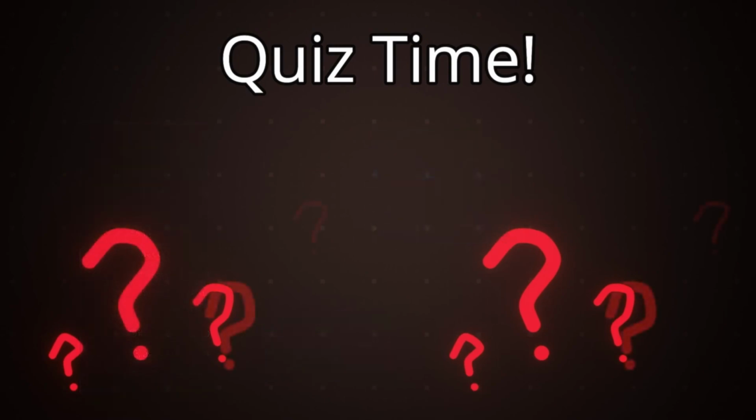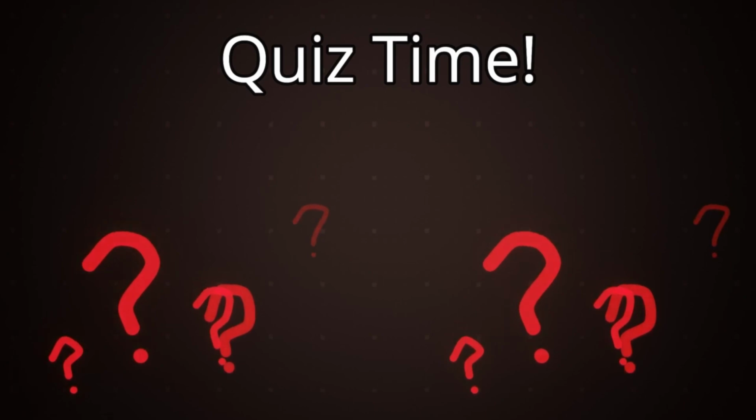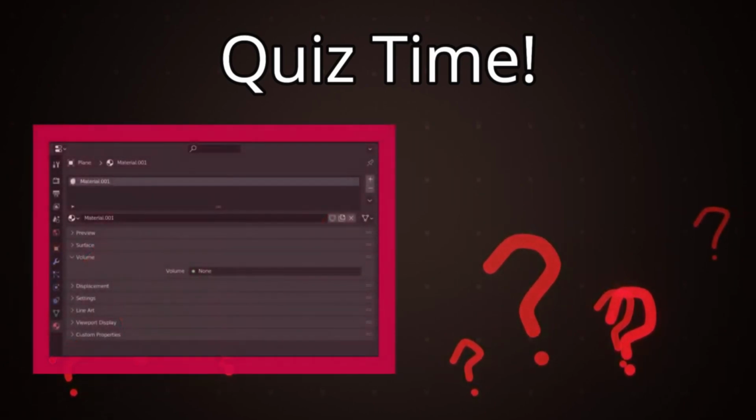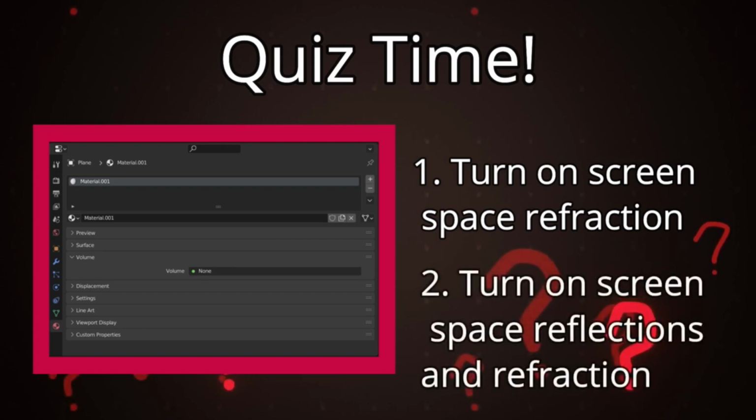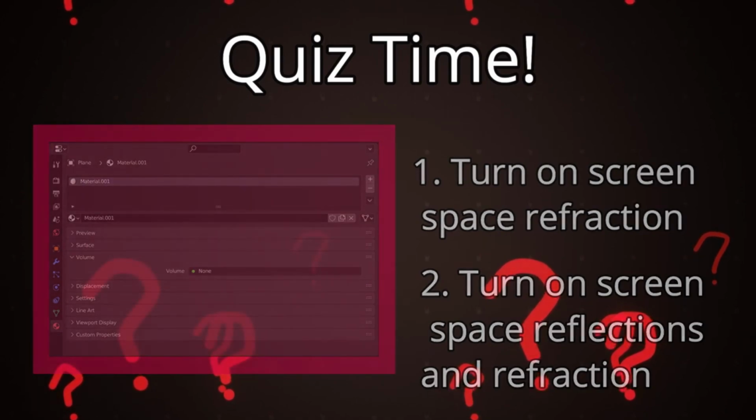Number 2. What settings do we need to enable for transmission to work on Eevee? To do this, we first need to go into the material properties of our glass material and turn on screen space refraction. Then in our render properties, we need to turn on screen space reflections, turn on refraction, and optionally you can turn off half-res trace for a more accurate, or better looking, result.